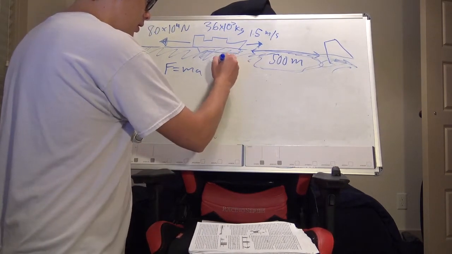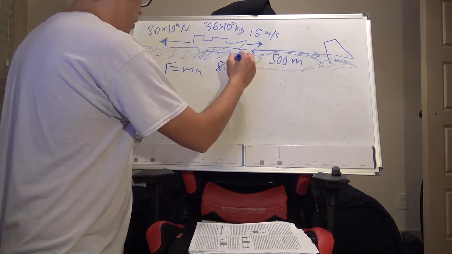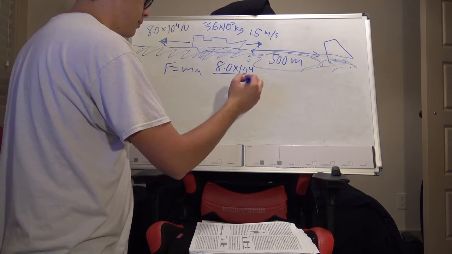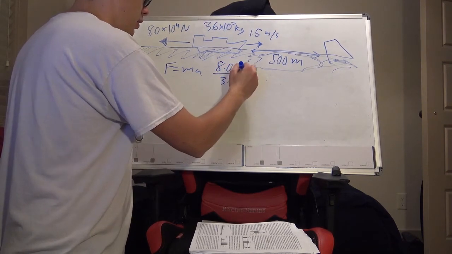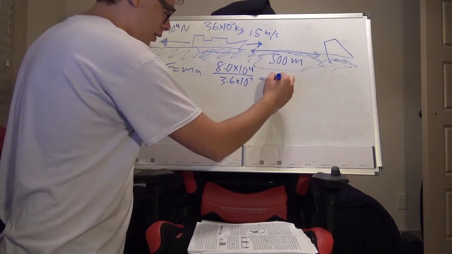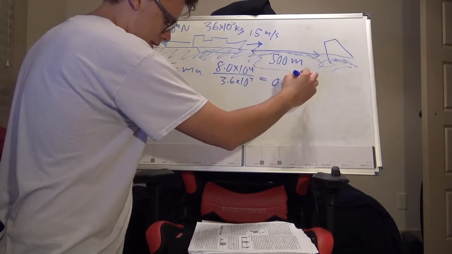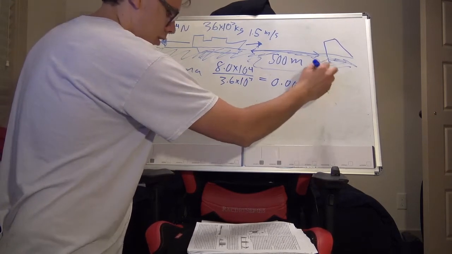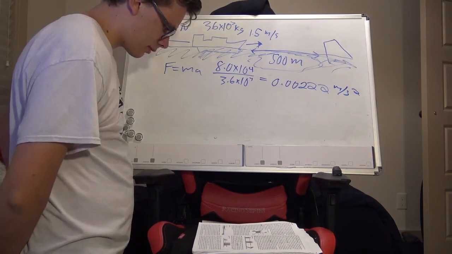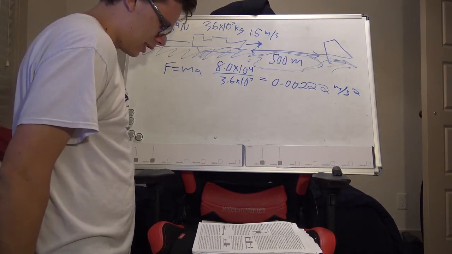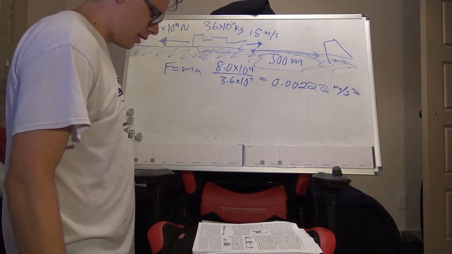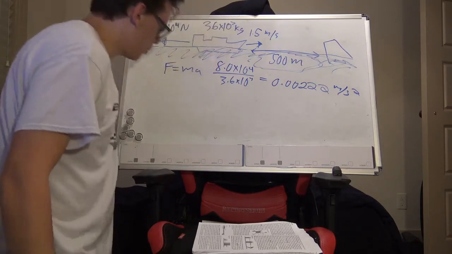So that would be 8.0 times 10 to the 4th divided by 3.6 times 10 to the 7th. Do that, you'll get 0.00222 meters a second squared. And that's going away. So now we're going to find the distance. We're going to use the kinematics equation for that one.